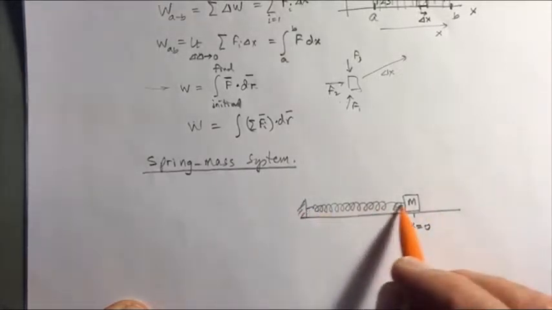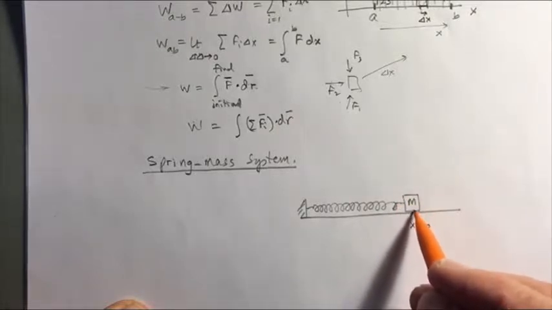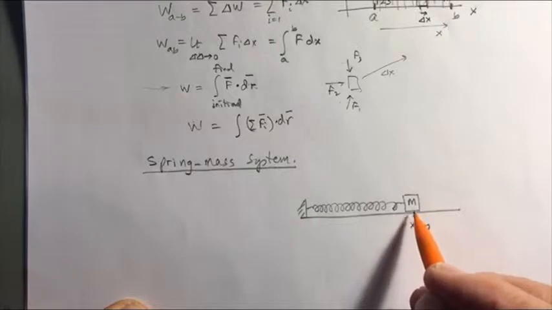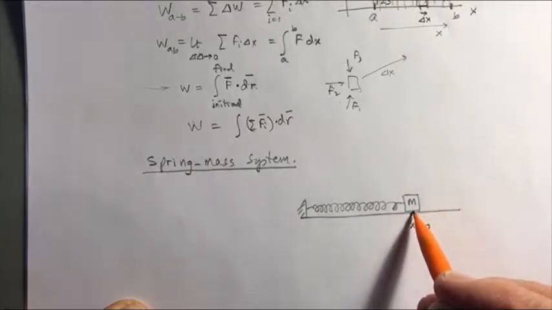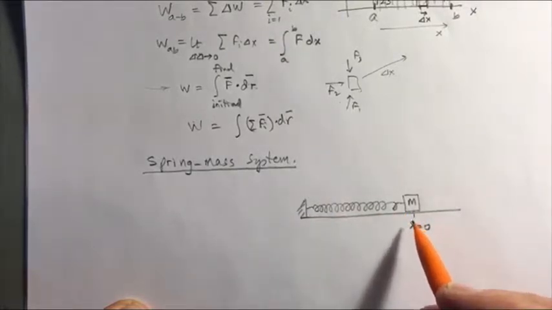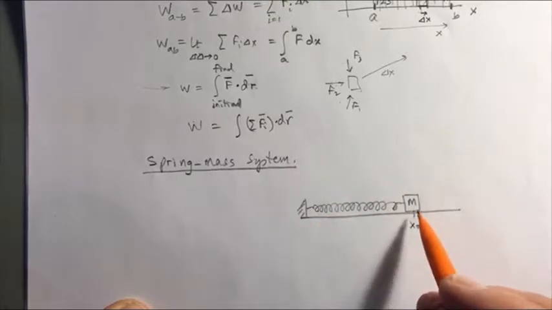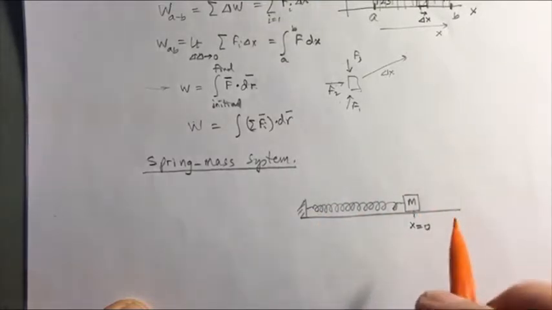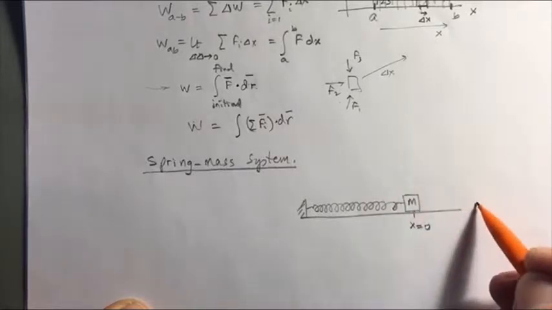The original length of the spring does not come into the equation, it's just how much it displaces from the mean position that comes into the equation. So this x equal to 0 is that point where the spring is unstretched or uncompressed. It's the natural equilibrium position of the spring. Now we hold it from here and we pull it to the right.